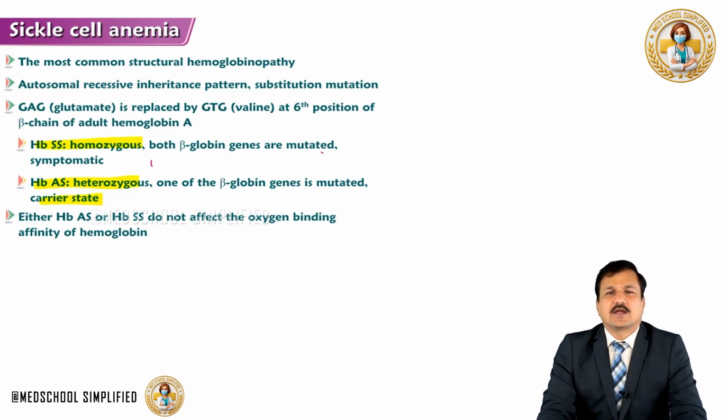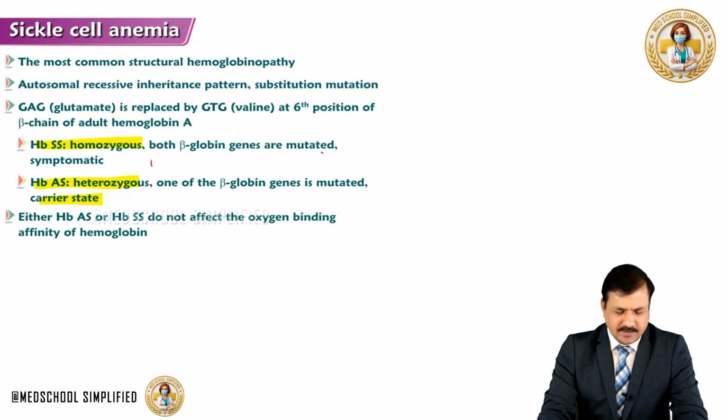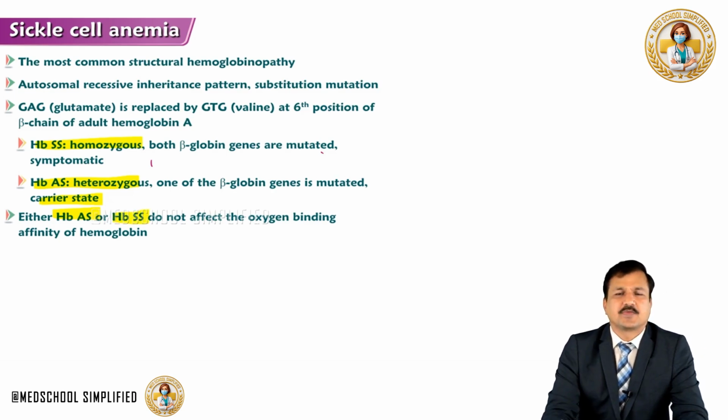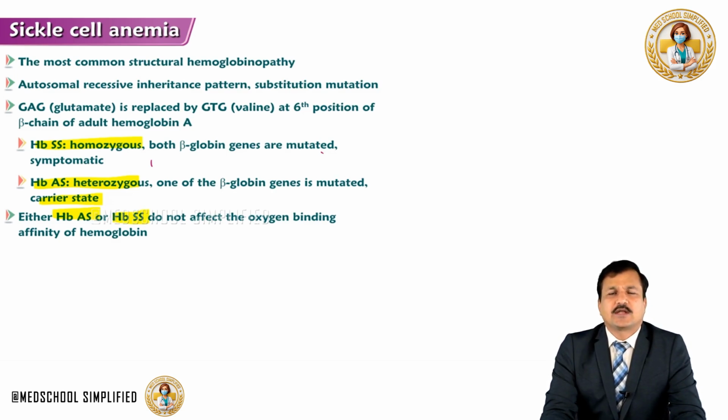Whether it is sickle cell trait or sickle cell anemia, that is whether the hemoglobin is HbAS or HbSS, sickle cell hemoglobin does not interfere with the binding of oxygen to the hemoglobin molecule. So oxygen binding with sickle hemoglobin is not altered.